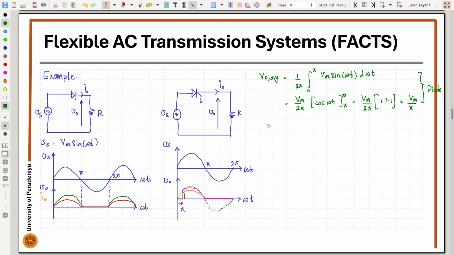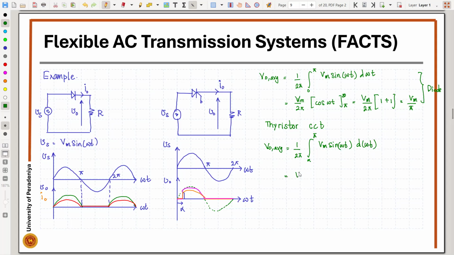Thank you. This is for the diode circuit. So if we consider the thyristor circuit, we can consider the V out average. So that would be 1 over 2 pi, integrated from alpha to pi of Vm sine omega t d omega t.